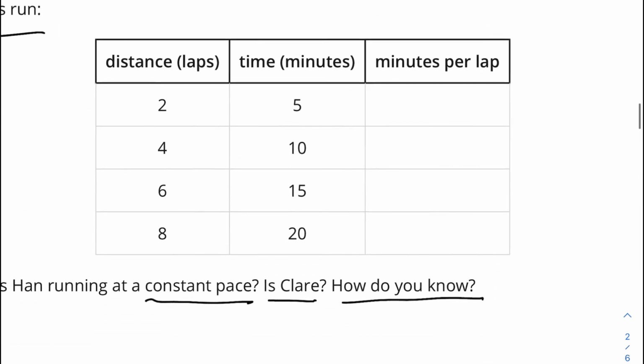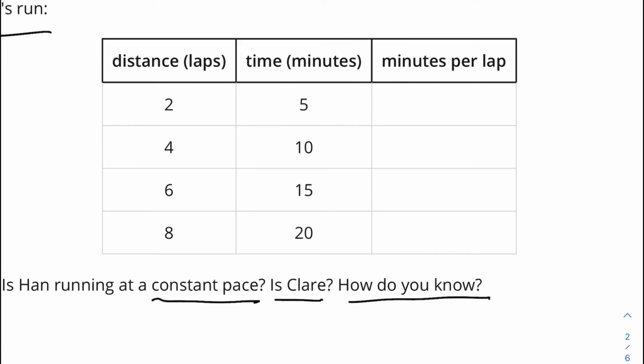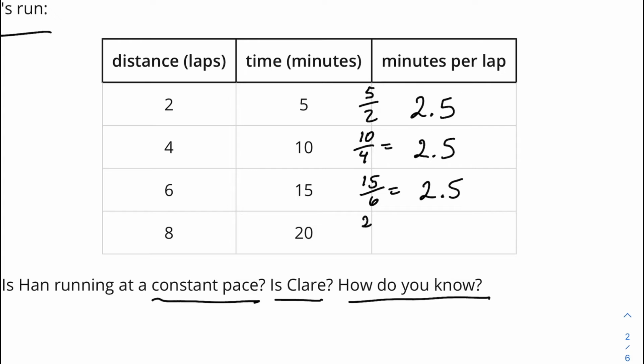Let's check Claire's. Her 2, 4, 6, and 8, we have 5 minutes, so it's 5 over 2. 5 divided by 2 is 2.5 minutes per lap. The next one, we're going to do the minutes over the distance, so it's 10 over 4. That's equivalent to 2.5 minutes per lap. And then 15 over 6. Again, that's 2.5 minutes per lap. And our last one, 20 over 8. And that is 2.5 minutes per lap.